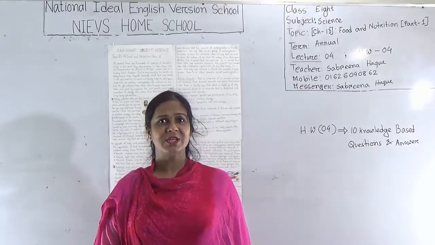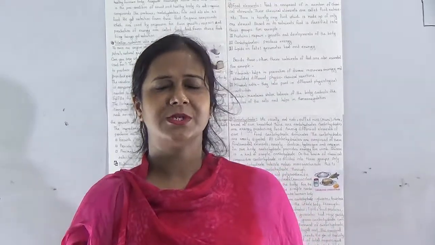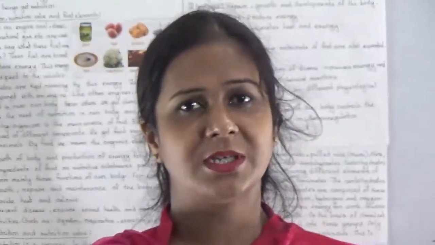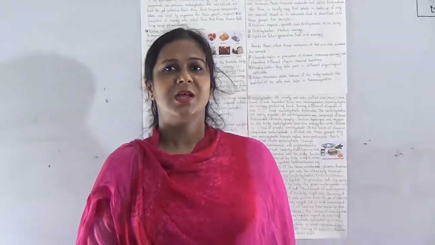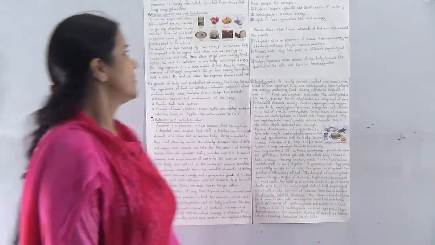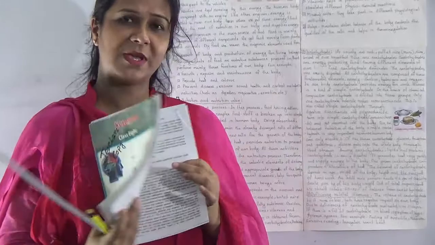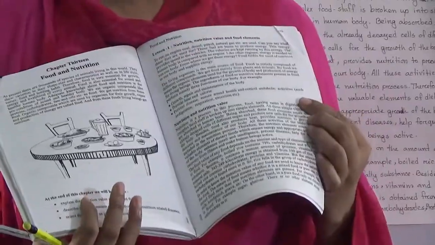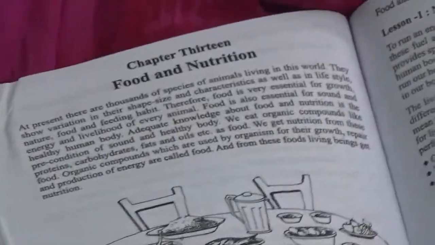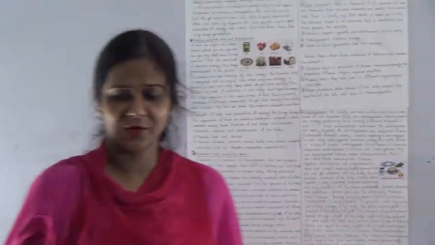Today I am going to take a science class for class 8 students. Our today's topic is Chapter 13. The name of the chapter is Food and Nutrition, and this is part 1. Dear students, let's start the class and take your textbook in your hand, open page number 134 and follow the class with your textbook. Today we will read from page 134 to 137. Dear students, let's follow the class.